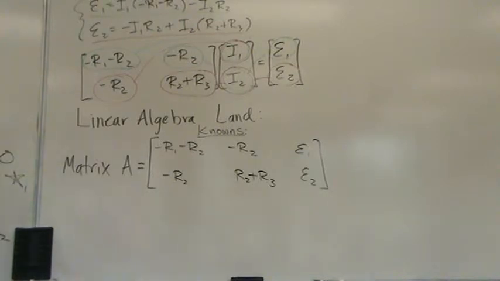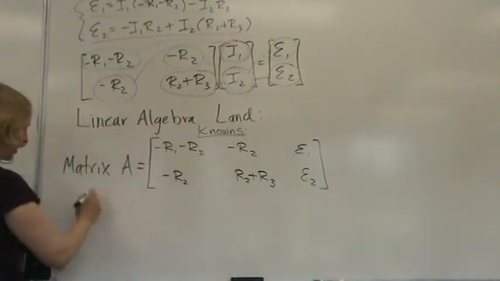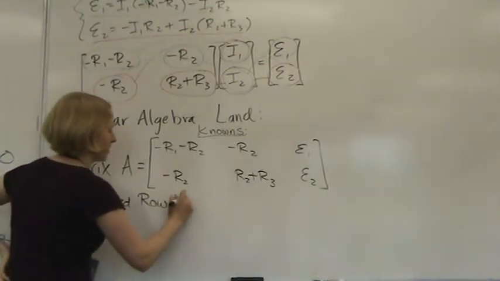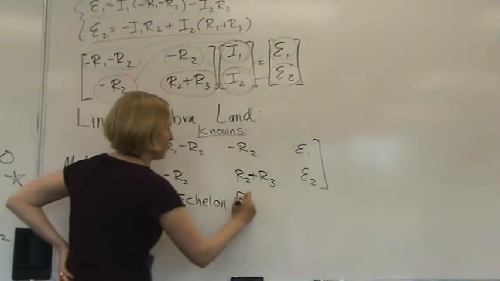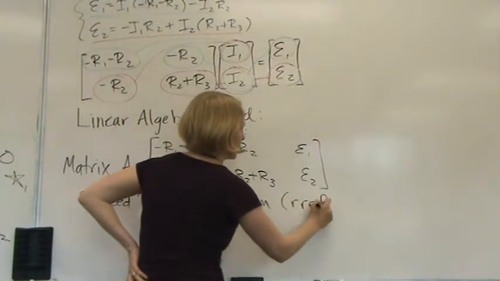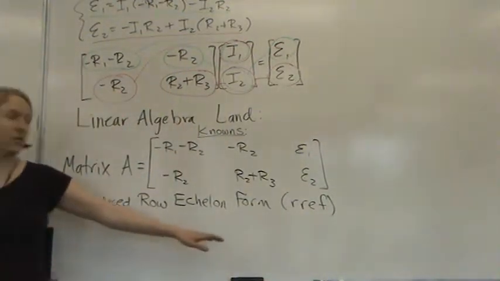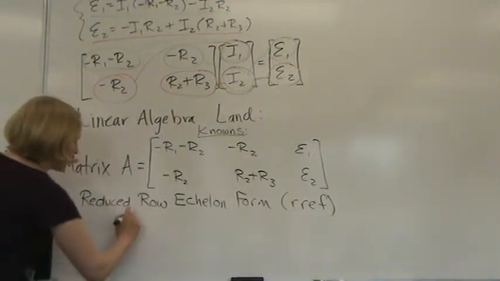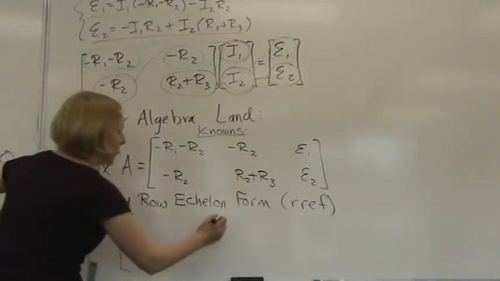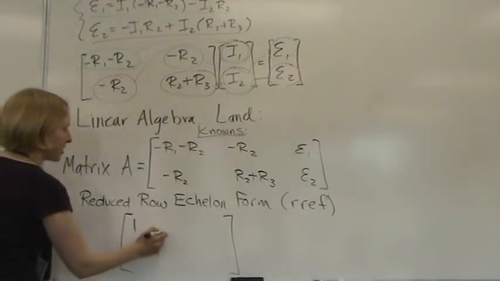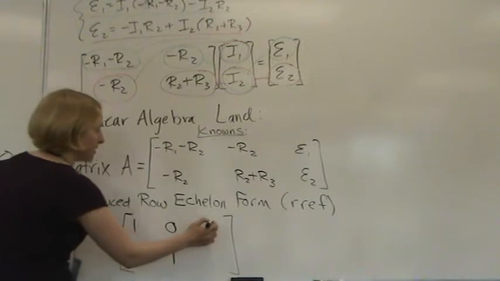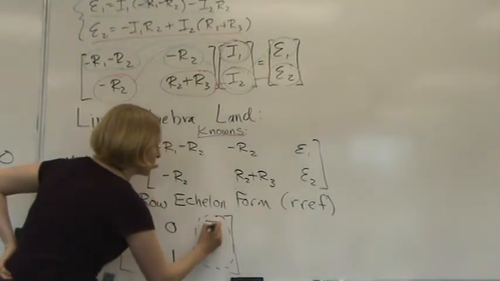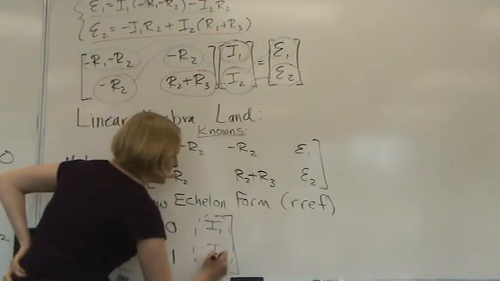And so there's something in linear algebra land called reduced row echelon form, which you'll find in your calculator under the matrix section called RREF. I call it RREF. What reduced row echelon form does is it takes any matrix you give it, and it'll give you the identity matrix on one side, and the result you're looking for on the other. In this case, the result we're looking for is I1 and I2.